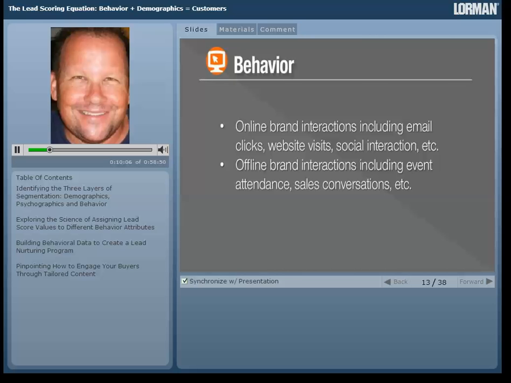Okay, next up, the behavioral layer, the third layer. This is where it gets really interesting. Using behavioral data, we can tap into where the consumer is on their buyer's journey and target messages that will hit the right note at the right time in order to make that sales conversion. So we're tracking online interactions like email clicks, website visits, and social interactions. And we're tracking even offline interactions like attendance at events, sales conversations, those types of things, all to build up a picture of how close this person is to pulling the trigger on a purchase.